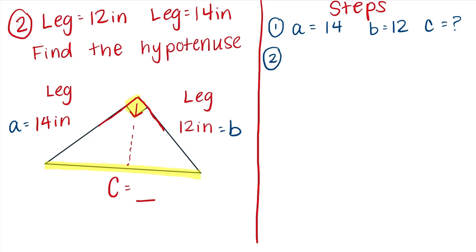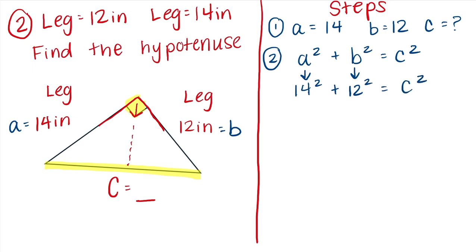So I'm going to substitute those values into the Pythagorean theorem. A squared plus B squared equals C squared. So if I replace the variable A with 14 and B with the value of 12, I'll get 14 squared plus 12 squared equals C squared. Now I'll evaluate that. 14 squared is 14 times 14, which is 196. 12 times 12 is 144, and that will be equal to C squared. 196 plus 144 is 340.